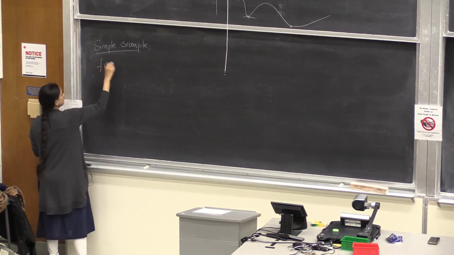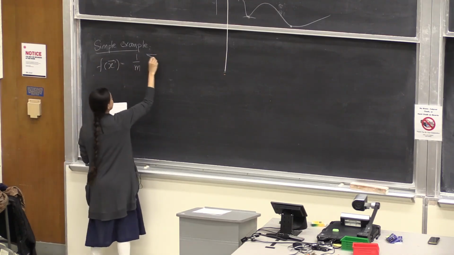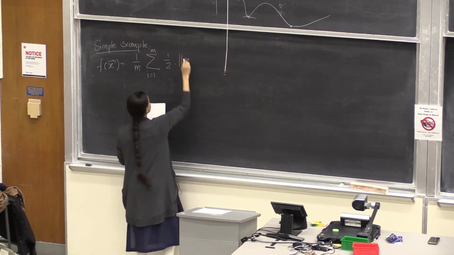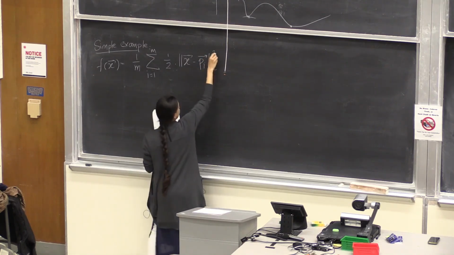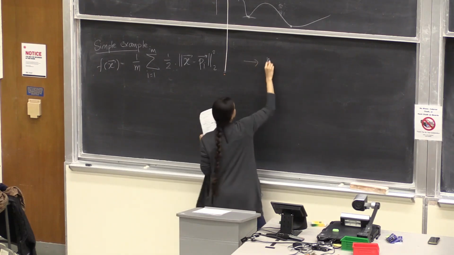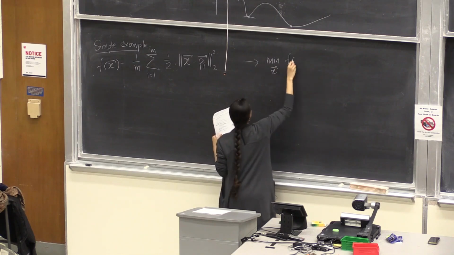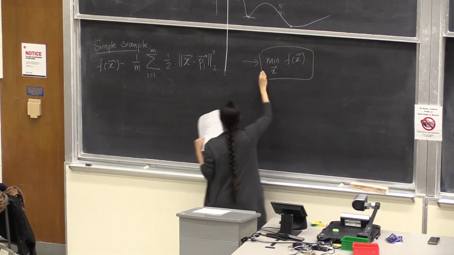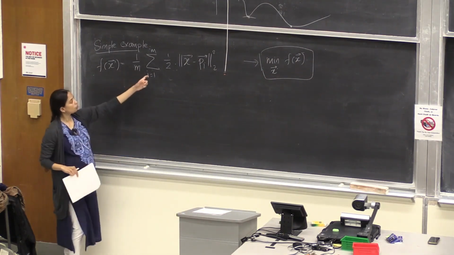Let's say my f of x, and I want to... this is what I'm trying to do. Okay, I'm trying to minimize x. So what is this doing?